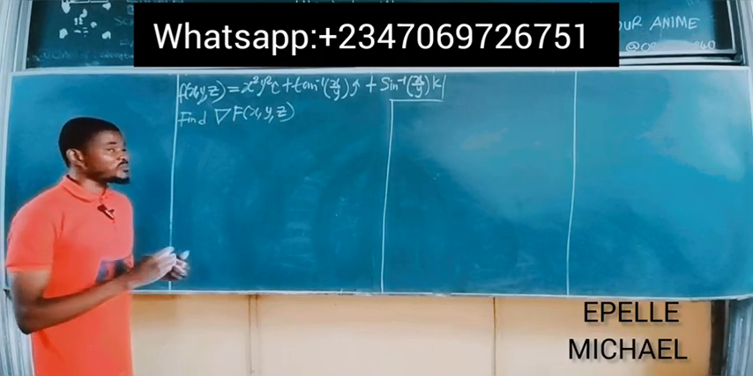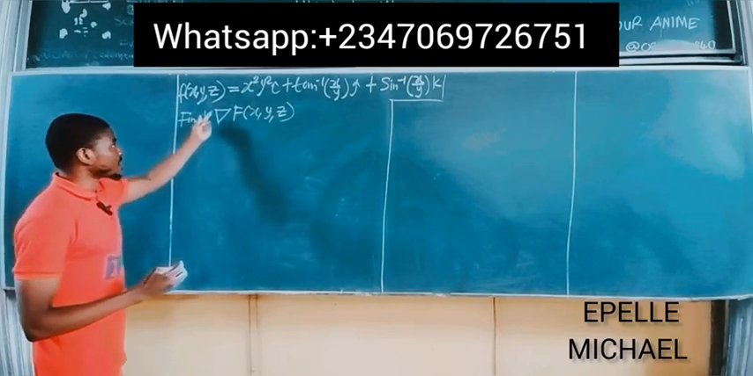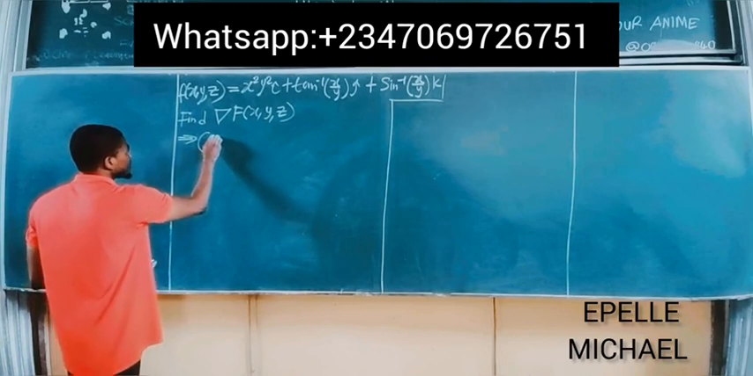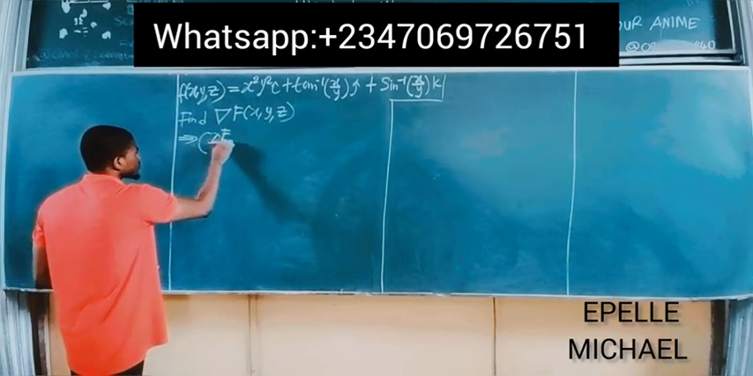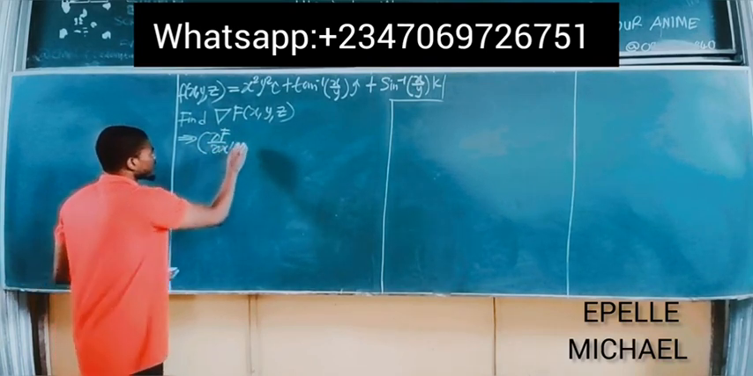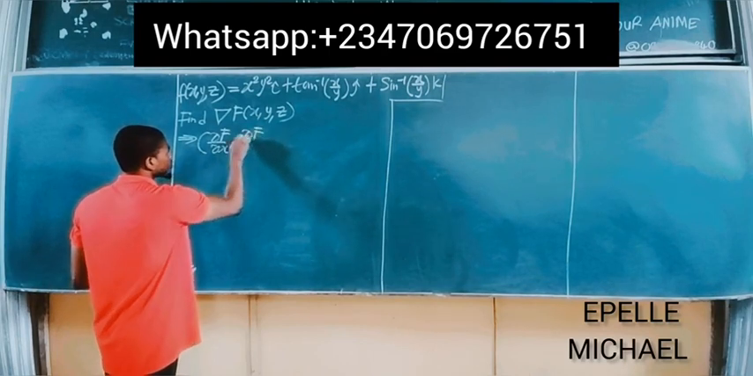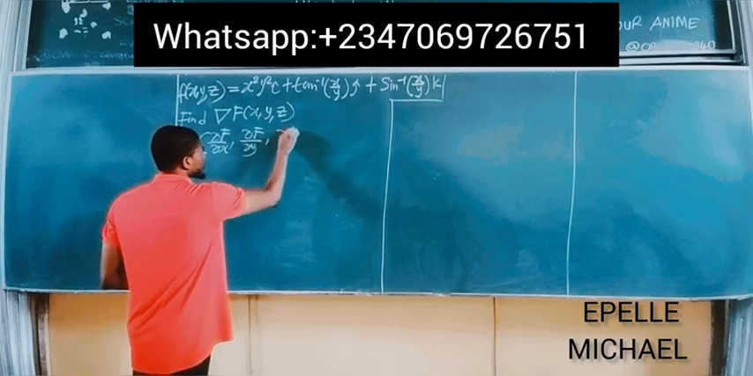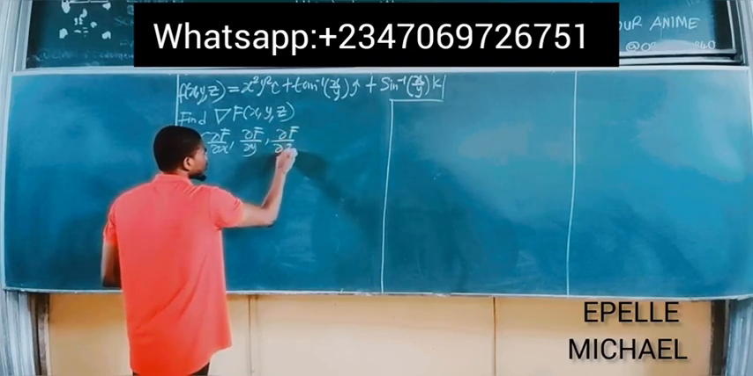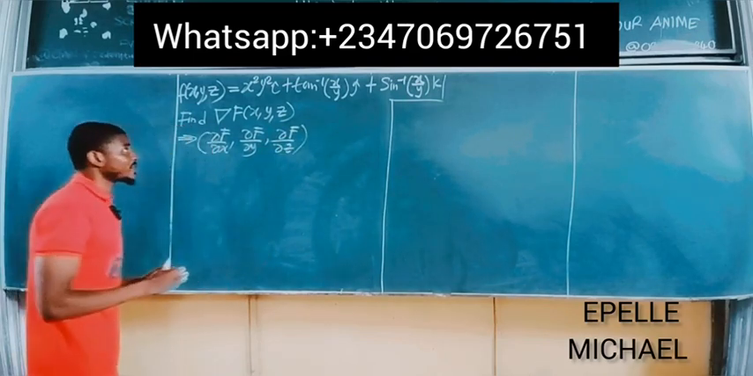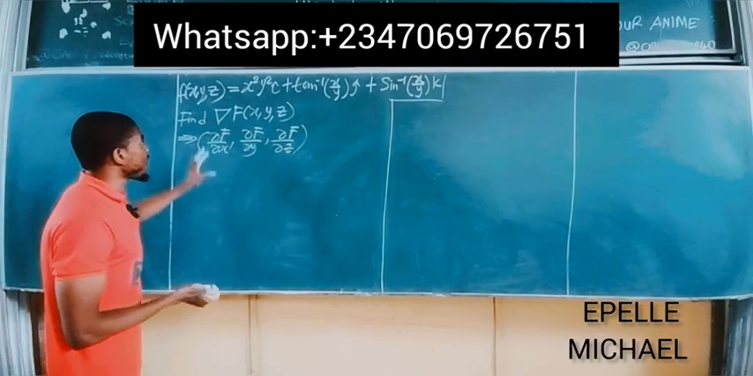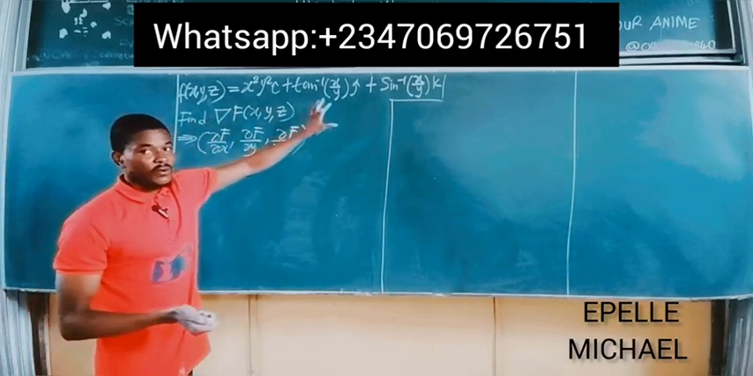Alright, so this actually doesn't mean anything big. This inverted triangle simply means that you should find the partial derivative of this function with respect to x, find the partial derivative of that function with respect to y, and also find the partial derivative of that function with respect to z. So this is all we have to carry out in this question and nothing much.